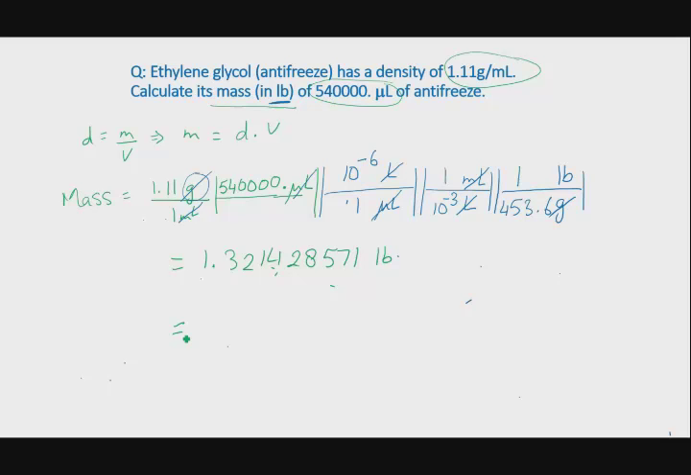Go back to the original data. Density is in 3 significant figures, but the volume, because of that decimal point in the volume, is in 6 significant figures. So the answer needs to be in 3 significant figures. We need to round right there. 1.32 pounds of antifreeze with the density 1.11 grams per ml would have a volume of 540,000 microliters. So this has to be in 3 significant figures.